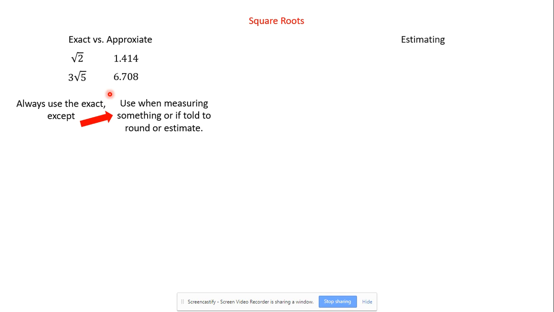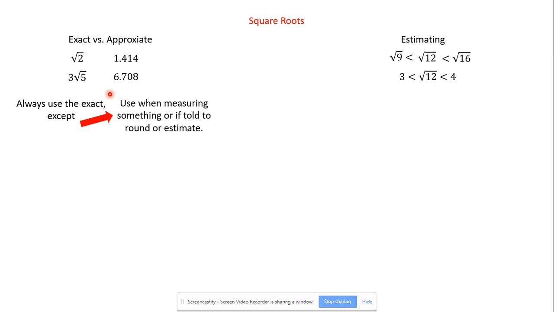So how do you estimate? If we have a root, say root 12, and we want to estimate it, we want to think, well, what two numbers is this going to be between? What number less than 12 can I take the root of? That would be 9. And the number bigger than 12? 16. Well, the square root of 9 is 3, the square root of 16 is 4, so the square root of 12 is going to be in between 3 and 4.